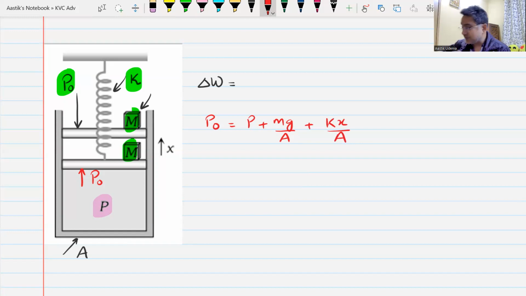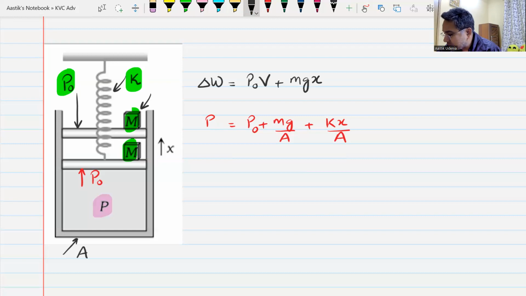The work done in this process will be, sorry, I have not written, why did I write this as P? This will be P, and this atmospheric pressure will be P naught. So this will be the pressure against which the work would be done. The work done in this case by the pressure of the gas will be P naught into V. This is the work done against the outside pressure, plus mg into x. This is the work done against the force mg, plus work done against the spring force will be half kx square. So in this case, the work done would be given by this formula. Do we understand this? Yes, sir.